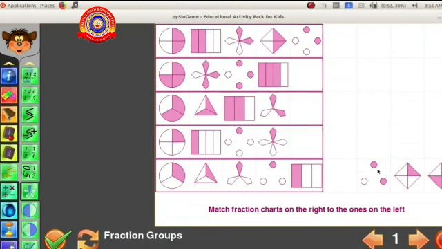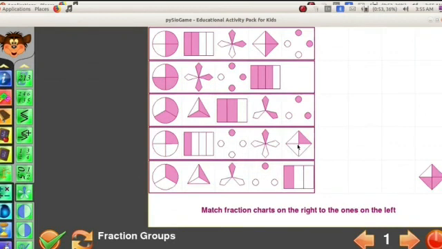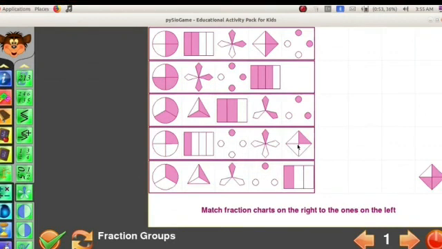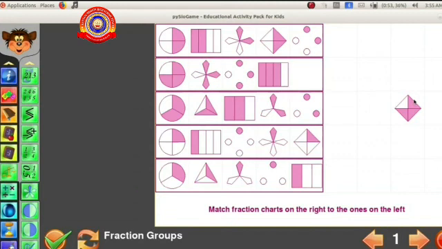Okay. Next one 2 by 3. So we can match the fraction 2 by 3. Next chart is 1 by 4. So we can match the chart here. Next chart is 3 by 4. So we can match the chart here. Okay. After matching all these fraction charts, we can give a tick mark at the bottom of this window. At that time, you will win the game.